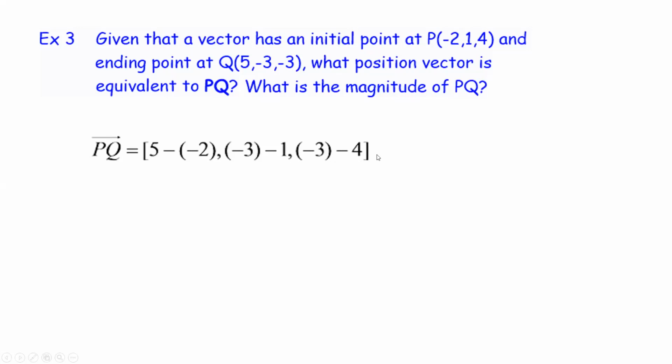There it is. So what does that all come down to? It comes down to this: 7, -4, -7. You can do the arithmetic for yourself. I believe I'm right. I know I make mistakes sometimes, but I believe I'm right in doing it this way. 5 minus -2 is 7, -3 minus 1 is -4. Yeah, okay, so I'm pretty sure that's good. So that answers the question of what the PQ vector is. That's a position vector that runs from P to Q.